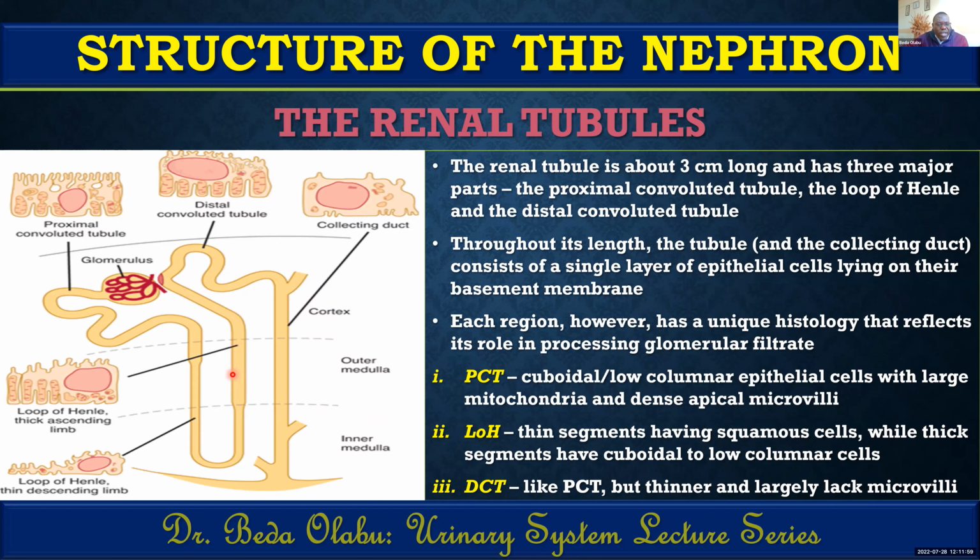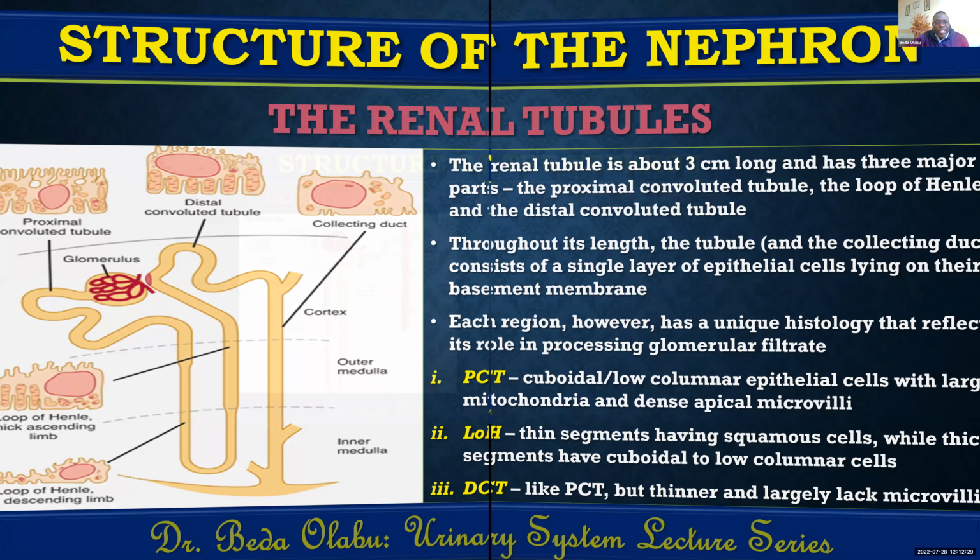Look at the way the loop of Henle goes back to the parent renal corpuscle. So at the termination of the loop, at the beginning of the DCT, there's a region which contains some specialized cells, which we call macula densa cells. These macula densa cells are chemoreceptor cells of the DCT, very important in some regulatory functions of the kidney, as we're going to see.